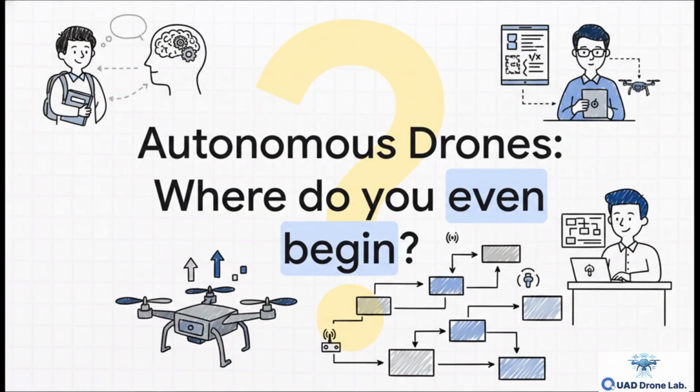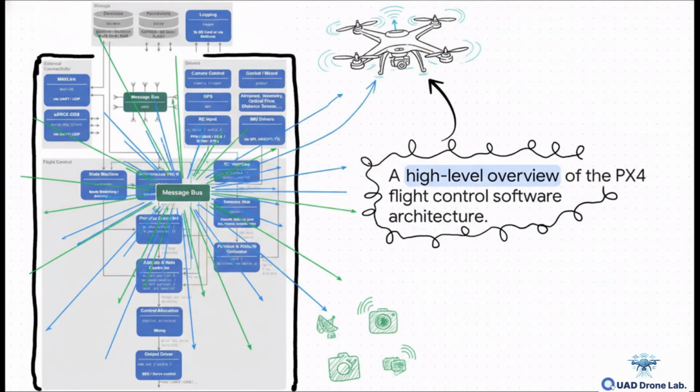So if you're a student, maybe in grad school or even a developer at a company, I bet you've asked yourself this exact question. You see these amazing autonomous drones and you think, I want to build that. But man, that leap from a simple remote-controlled drone to a truly smart, autonomous machine, it feels huge, right? Like, where do you even begin? Okay, let's just jump straight into the deep end, shall we?